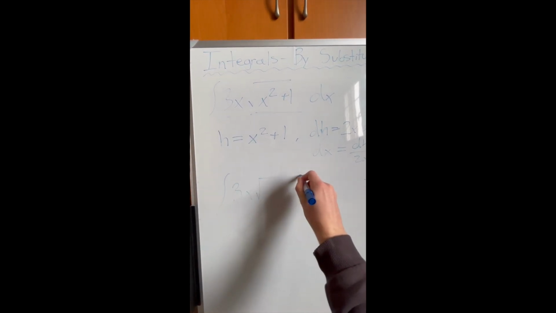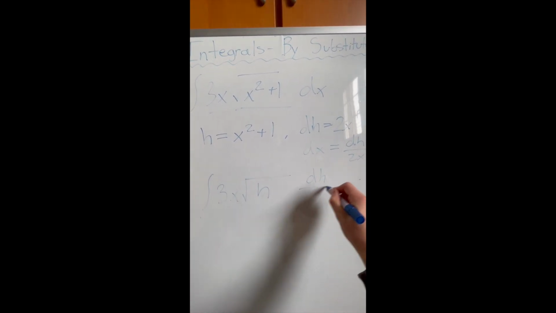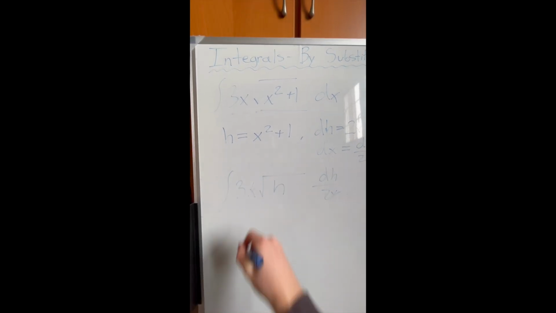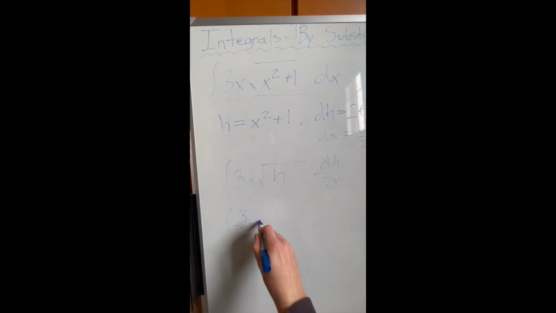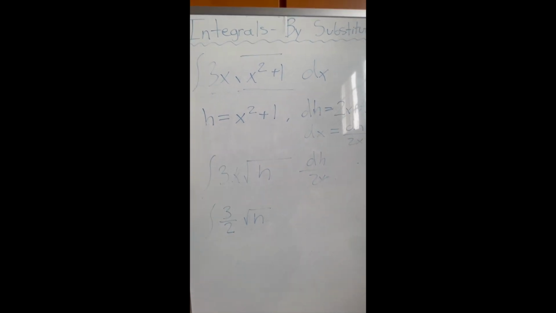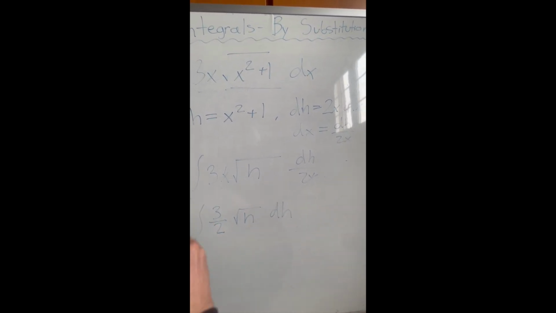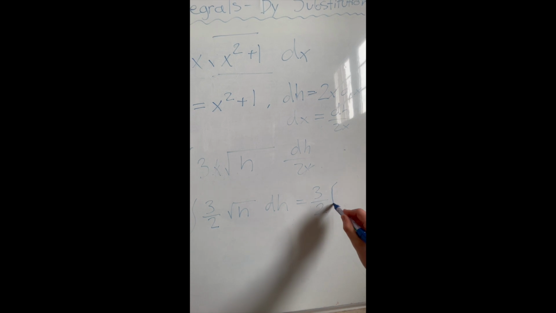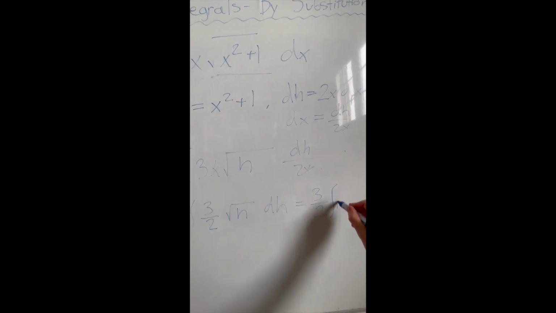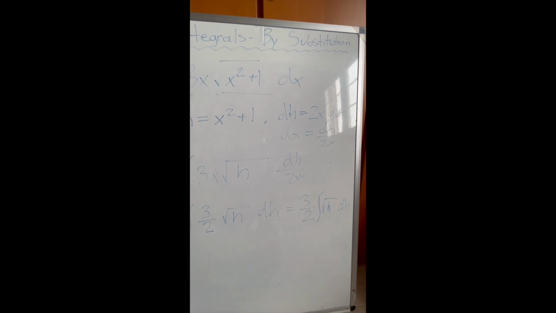So now substitute this back into our integral. 3x times square root of h times dh over 2x. We cancel this x with this x, and we're left with 3/2 times square root of h dh. Now, we can move this constant away. We can say this is like a derivative. You can basically ignore the constant. 3/2 times the integral of square root of h dh, and this is basically as if we had the integral of square root of x.